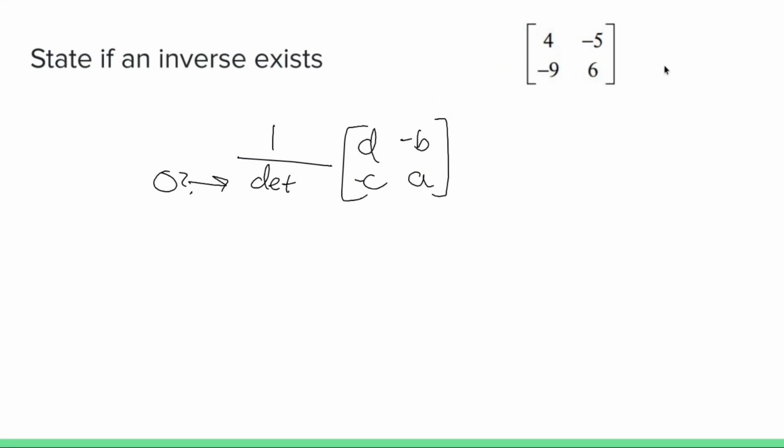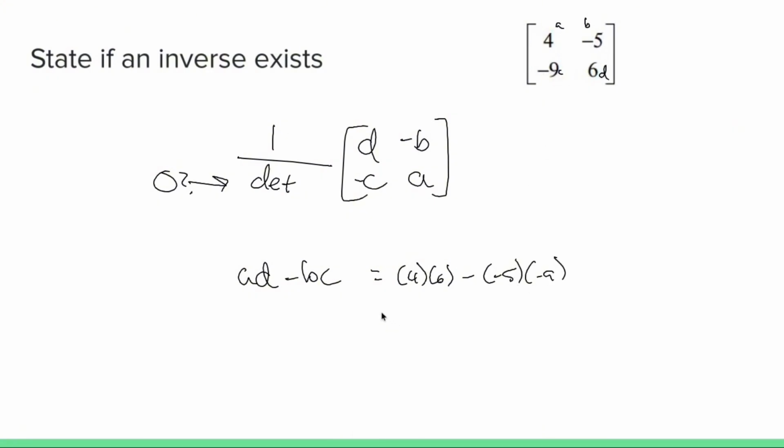So the determinant of a 2 by 2 matrix in the form ABCD is going to be AD minus BC. So in our case, it's going to be 4 times 6 minus BC, which is negative 5 times negative 9.